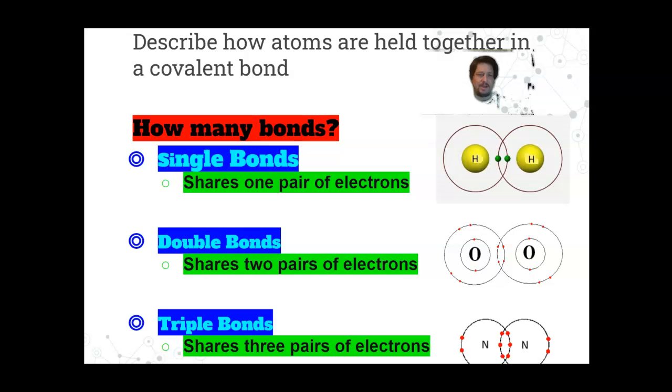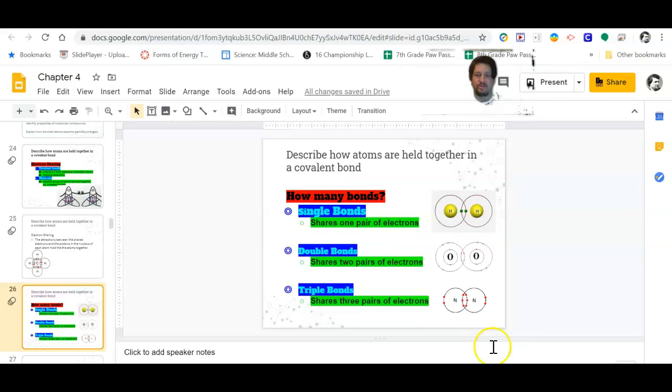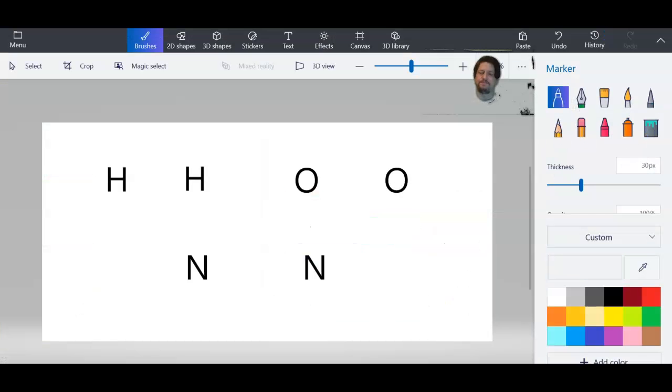Now, depending on how many electrons they're sharing, they have different names. If, for instance, we have two hydrogen atoms sharing one pair of electrons, these two electrons here are shared, that's called a single bond. If they're sharing two pairs, it's called a double bond. And if we're sharing three, then of course it's called a triple bond. Let me bring up a little drawing we can show here to help with that.